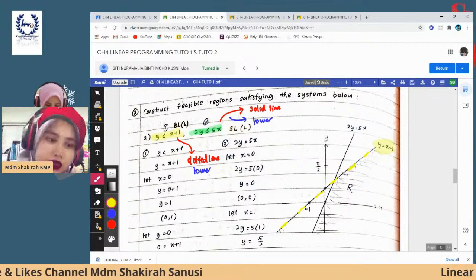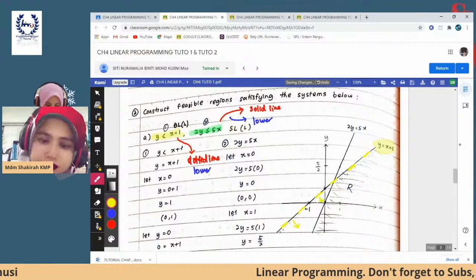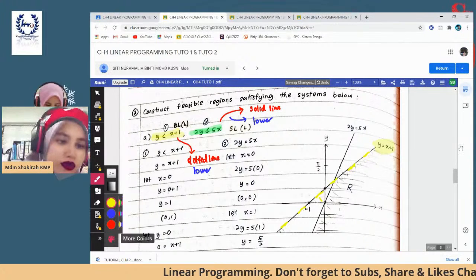Warna kuning kan? Nampak tak? So madam akan buat macam ni. Tak nampak lah. Sekejap lah. I need to choose colour lain.